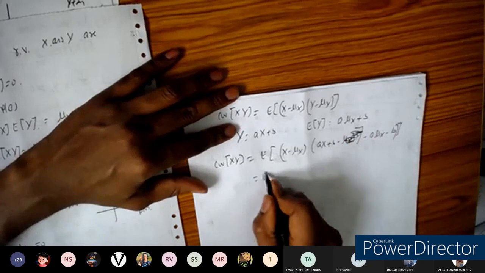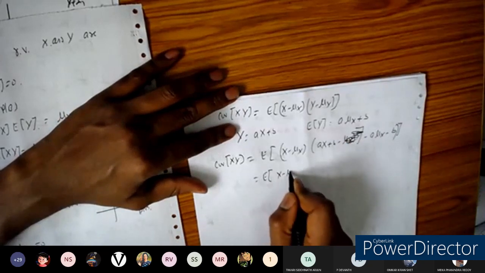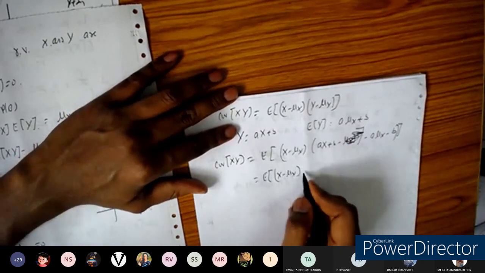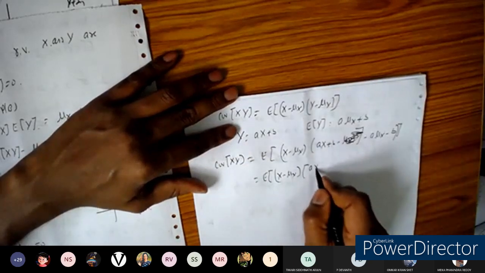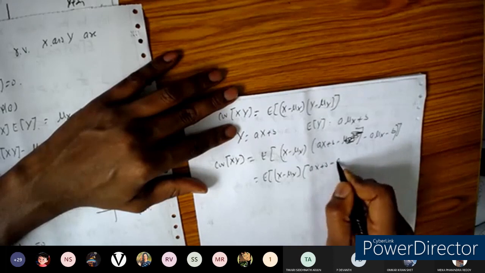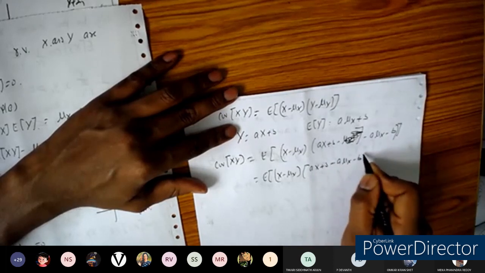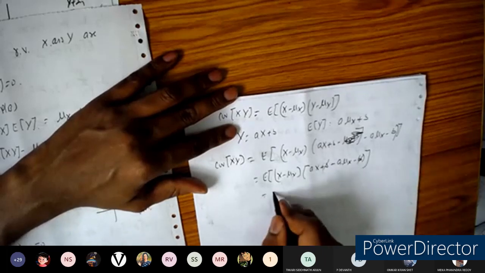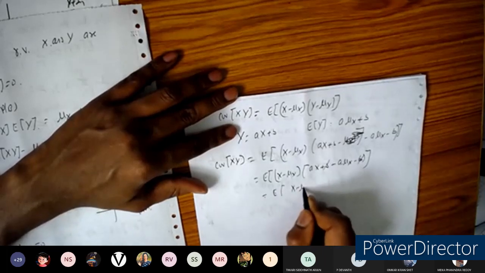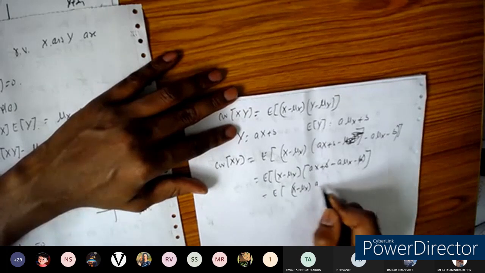So let us simplify here. The expectation of (x minus nu x) into (ax plus b minus a nu x minus b). Plus b minus b will get cancelled. A is common here, so let us take a common.